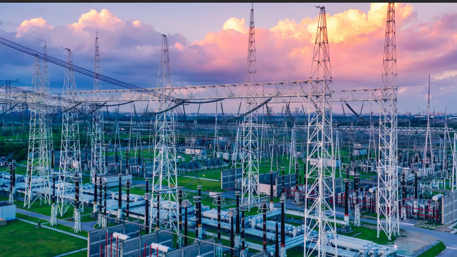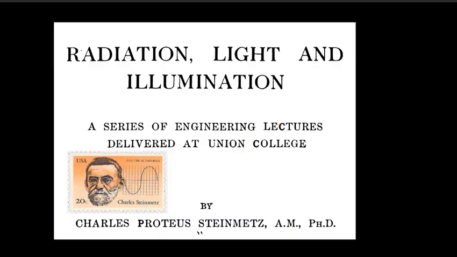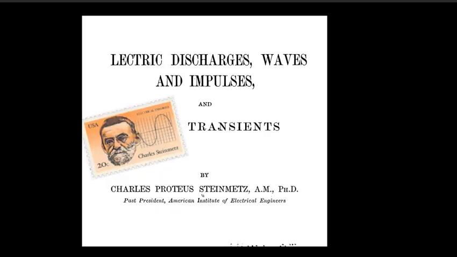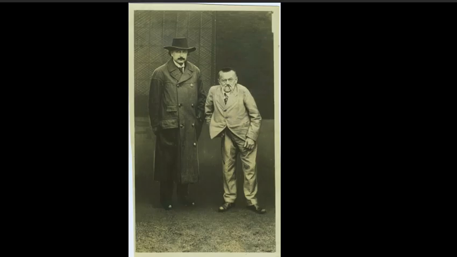Charles Proteus Steinmetz was a pioneering electrical engineer whose work laid the foundation for modern power systems. He developed essential mathematical tools for analyzing alternating currents and understanding magnetic losses, which are still used in electrical engineering today. Steinmetz's innovations directly influenced the creation of the efficient and reliable power grids we rely on.